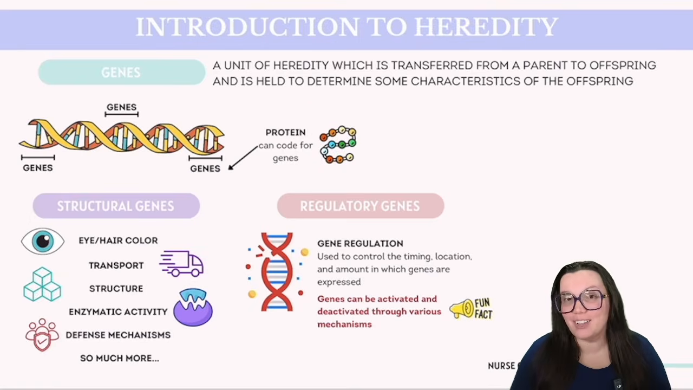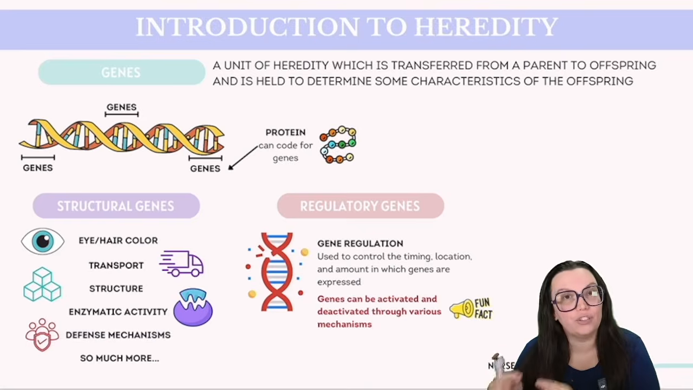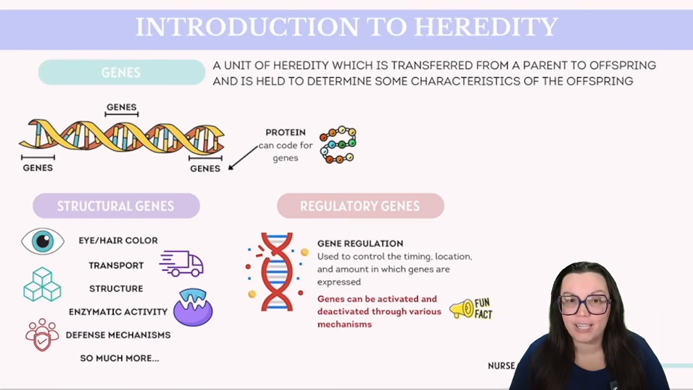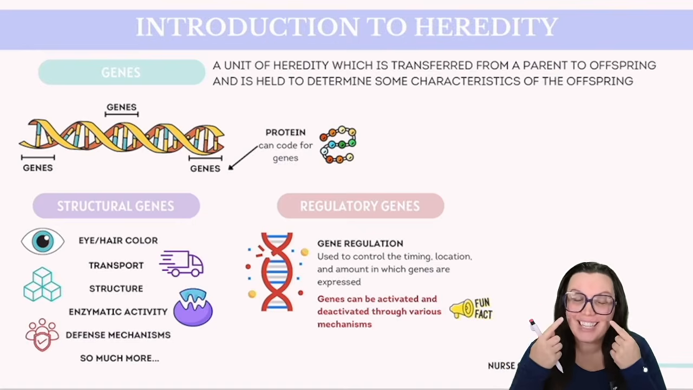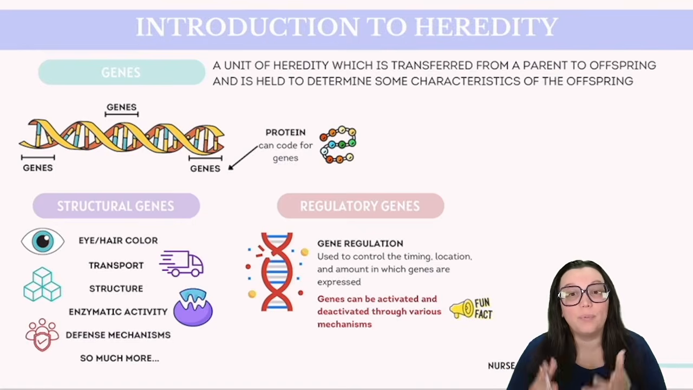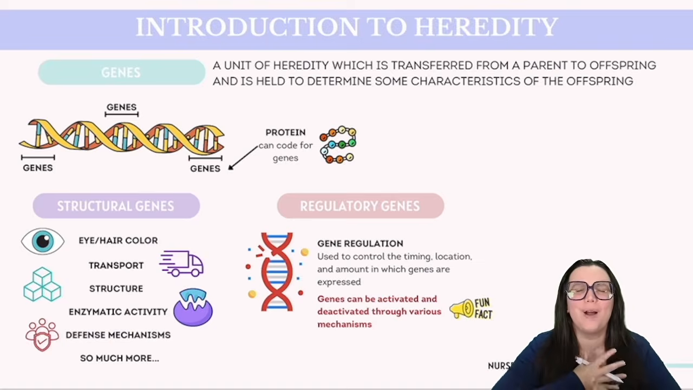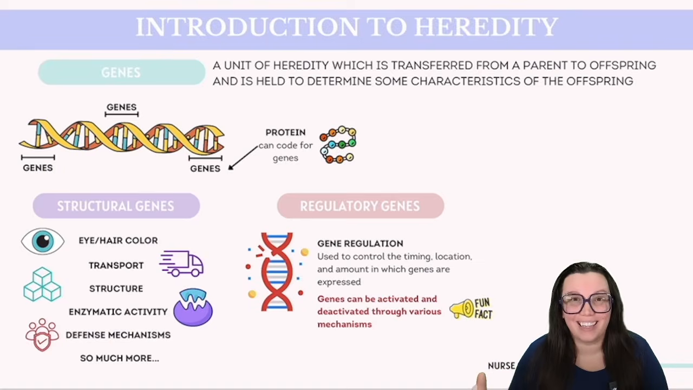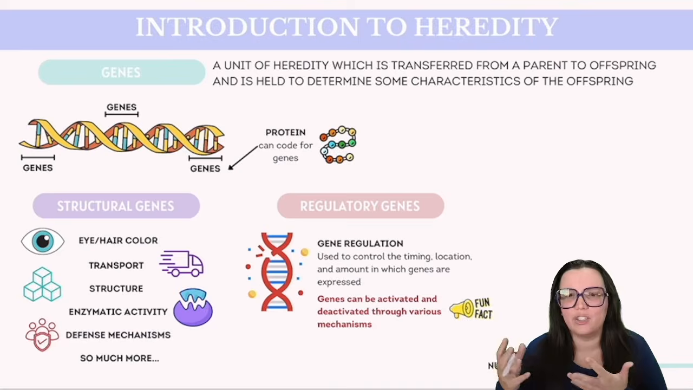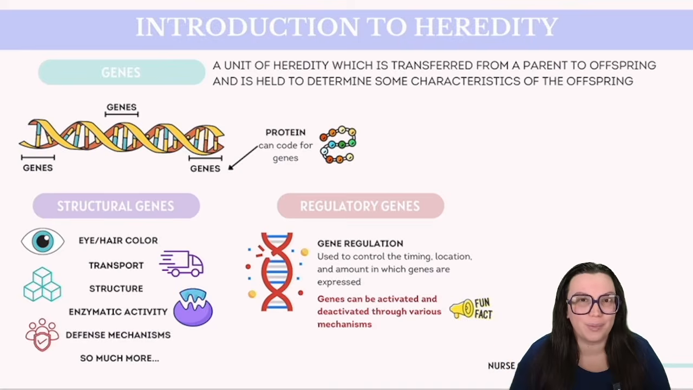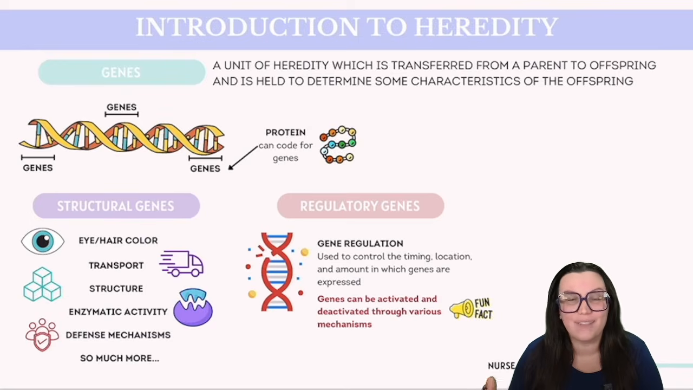Take human eye color, for example. It's a complex trait influenced by multiple genes, which direct the production of proteins responsible for the pigmentation that we have in our eyes. However, proteins are going to influence far beyond just eye color. It's also going to encompass transport, structural support, enzymatic activity, which is facilitating the synthesis of various substances, defense mechanisms, and so much more.